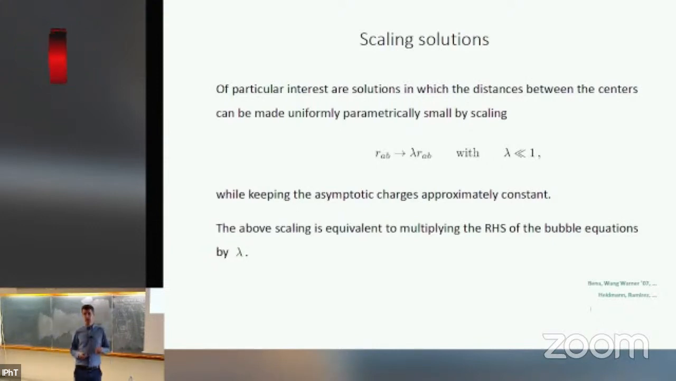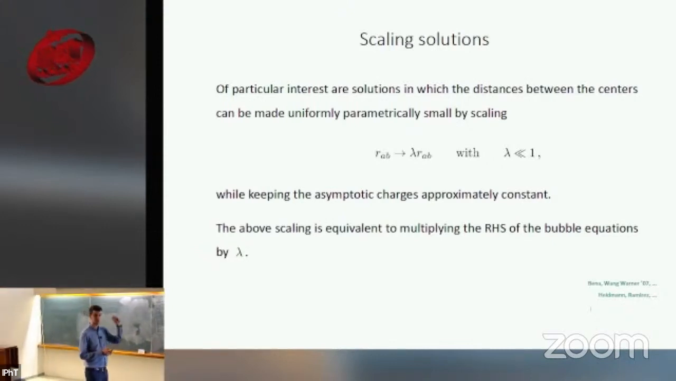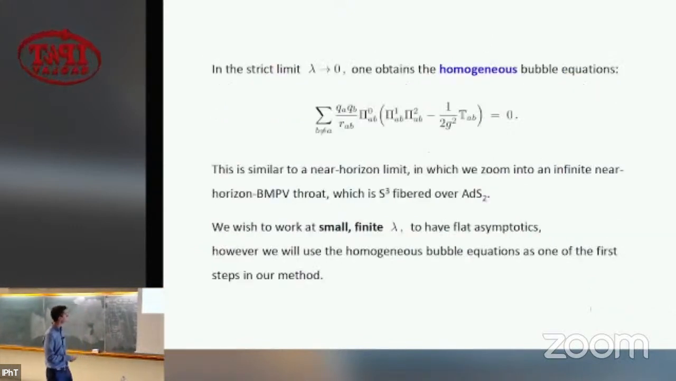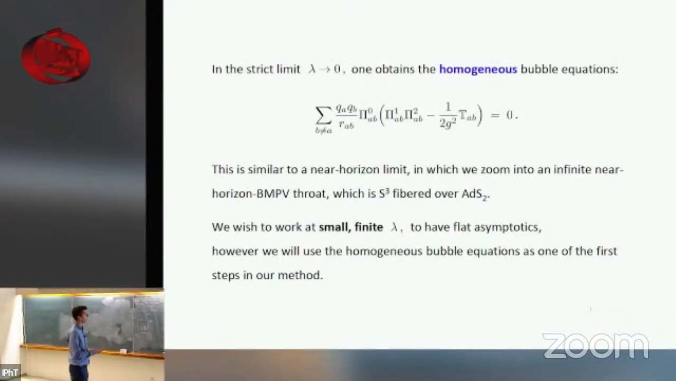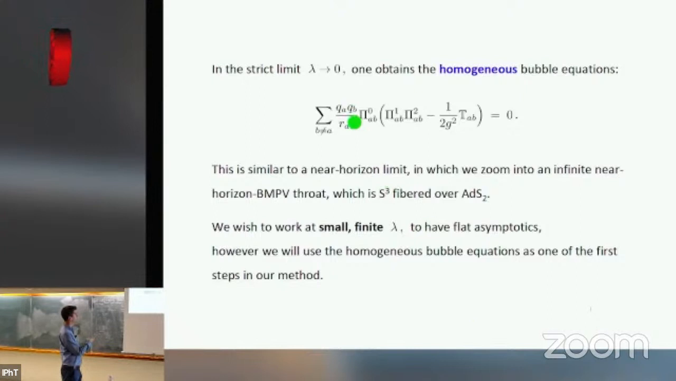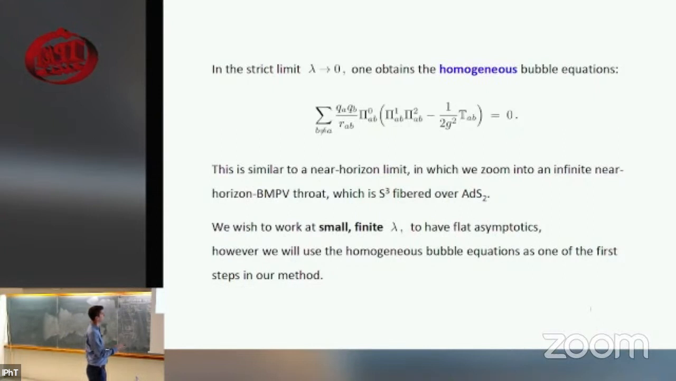And as I said before, the scaling of these distances is equivalent to rescaling units in the bubble equations and multiplying the right-hand side by the small parameter lambda, where lambda is less than one. Now we can take a formal limit where lambda goes to zero. And in that limit, after performing the rescaling, we have the left-hand side of the bubble equations in rescaled units equal to lambda times some right-hand side. So formally, if we work at leading order in 1 over lambda for small lambda, then we find a homogeneous form of the bubble equations where we just have right-hand side equals zero.